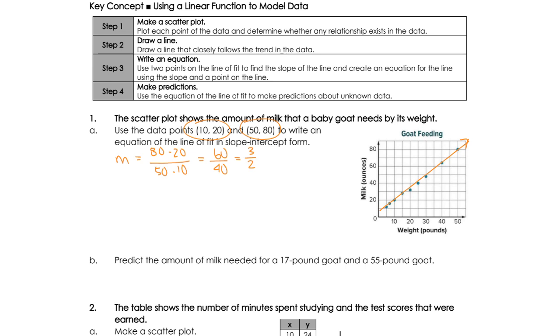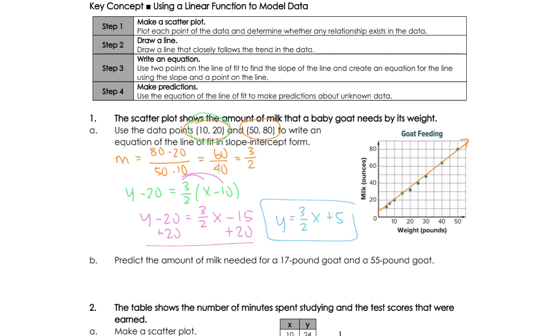So then I'm going to take one of the ordered pairs. I'm going to go ahead and go with the smaller numbers there. So y minus 20, put it in point slope form, equals 3/2 times x minus 10, and then start converting to slope intercept form. So distribute first, y minus 20 equals 3/2 x. 3 times negative 10 would give us negative 30, divided by 2 would be negative 15. And then we're going to add 20 to both sides. And when we do that, we get y equals 3/2 x plus 5 for our final answer here for writing the equation.